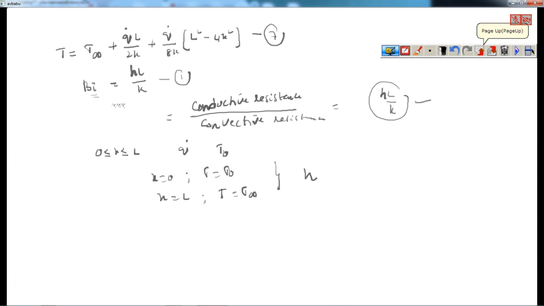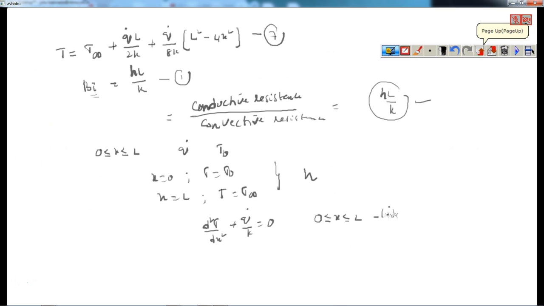Now the problem I am formulating is like this. For the case d square T by dx square plus q dot by k is equal to 0. This is, I know already, a slab with heat generation, which is considered for a region of 0 less than or equal to x less than or equal to L.